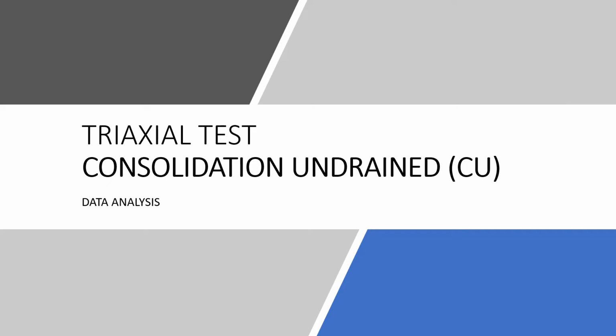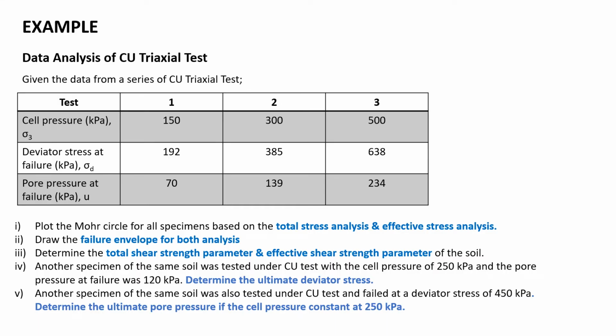For the triaxial test, the consolidated undrained test, CU test, also known as CIU. This is for the data analysis, how we will analyze the data from the consolidated undrained triaxial test. This is an example. The data from the CU triaxial test, as you can see here, has the cell pressure sigma 3 and also the sigma D, the deviator stress at failure. Also recorded from the CU triaxial test is the U, which is the pore pressure at failure.